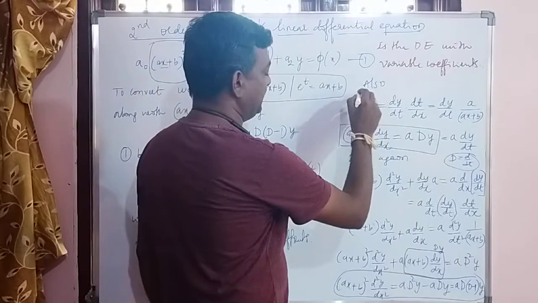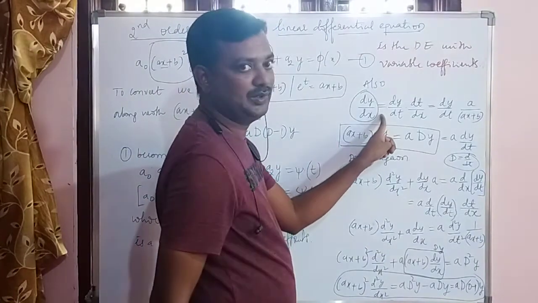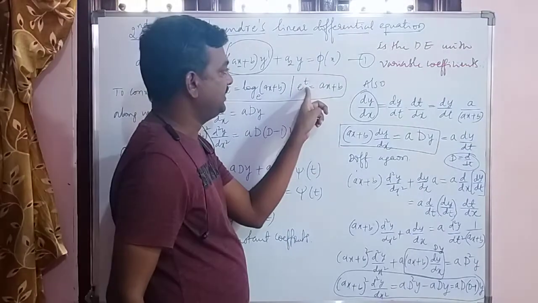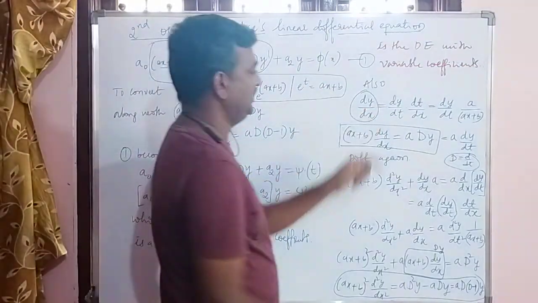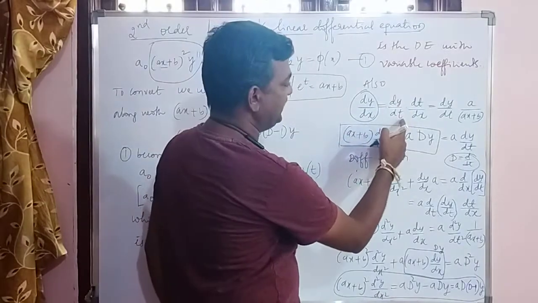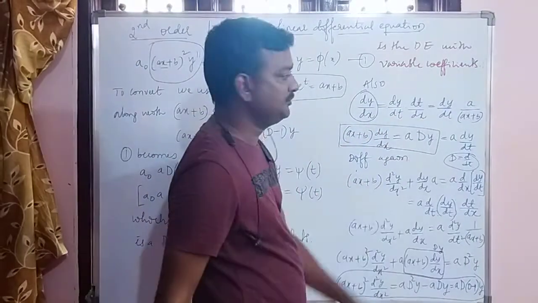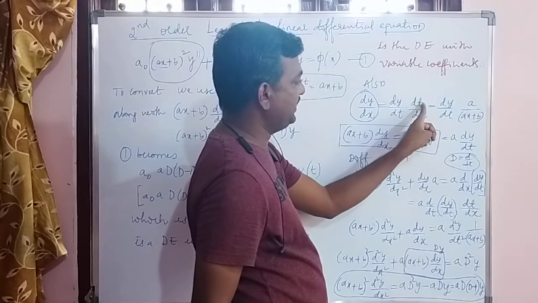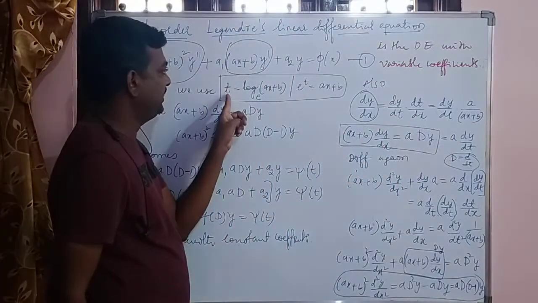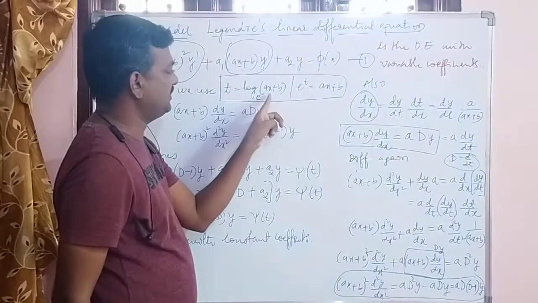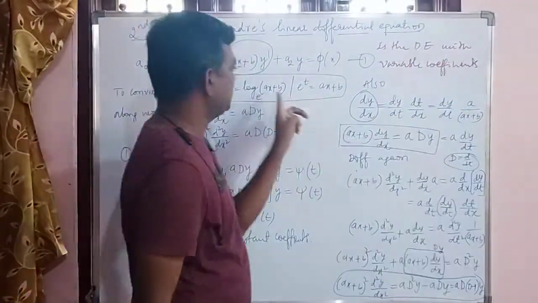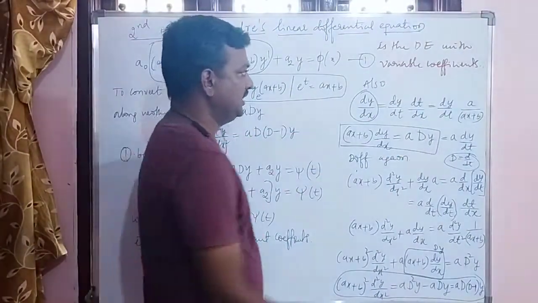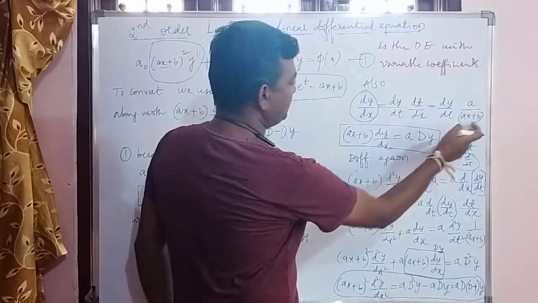For that, first we have to write dy by dx by using the chain rule. If t depends on x, we can write it as dy by dt into dt by dx. Keep dy by dt as it is. What is the differentiation of t with respect to x? The differentiation of log is 1 by (ax+b), and again the derivative of ax+b is a. Now cross multiply ax+b to the left side.